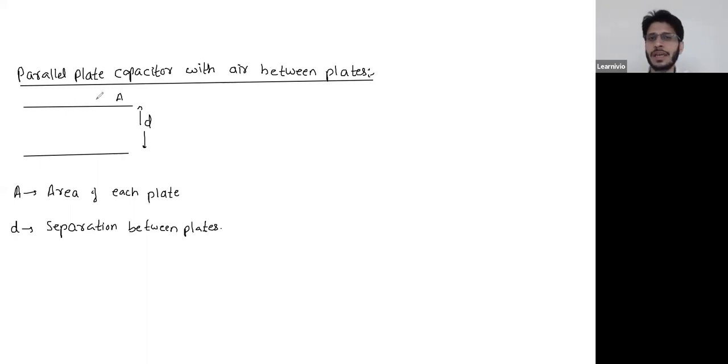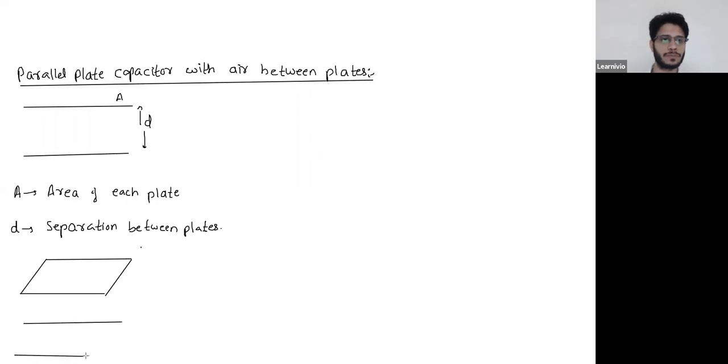See, these plates are not just lines, these are not just wires. They're basically rectangular sheets. Right now you are seeing only the top view of the sheet. Otherwise, these plates are of this shape. The area of each plate is A, the separation between the plates is D, and the separation between the plates is small.